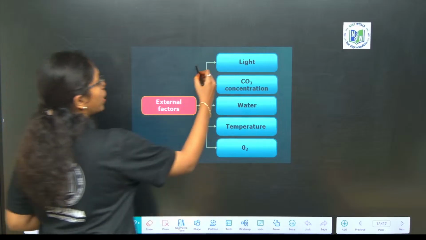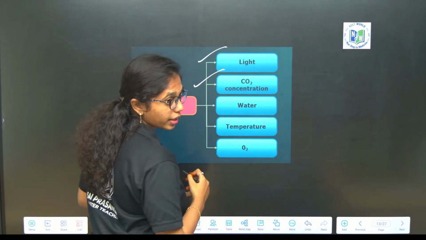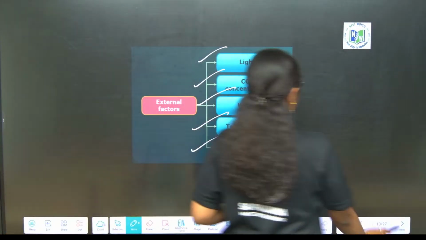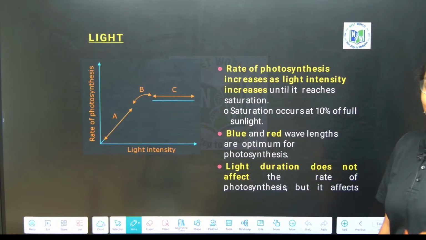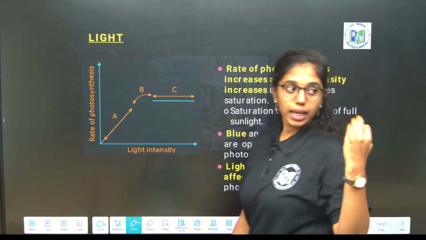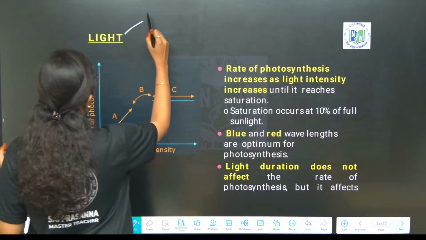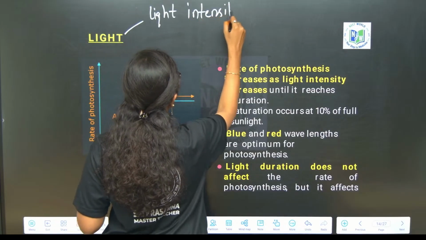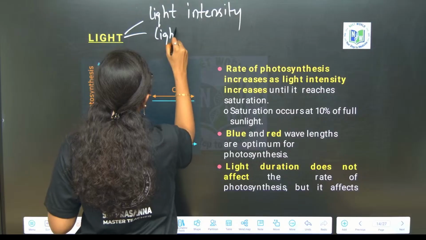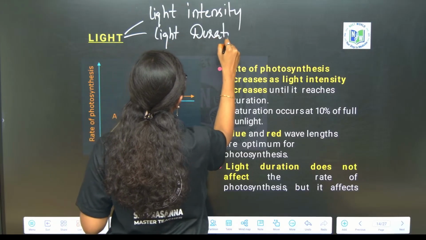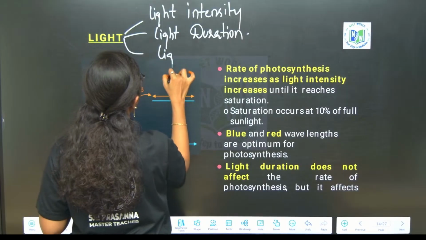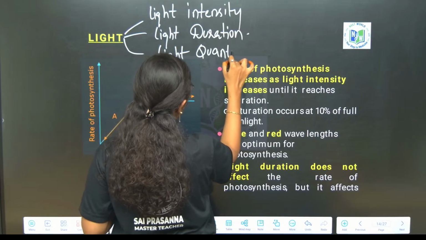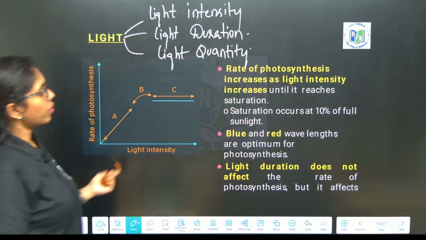So listen here, external factors. External factors include light, carbon dioxide concentration, water, temperature and oxygen. Now, first let us look into light. Light can affect the photosynthesis process in three ways. First is light intensity, second will be light duration, and third will be light quality. Okay, light intensity, duration and quality.